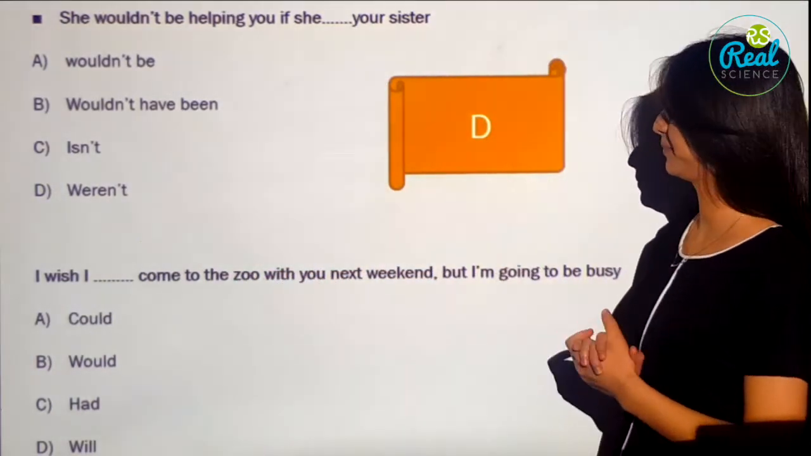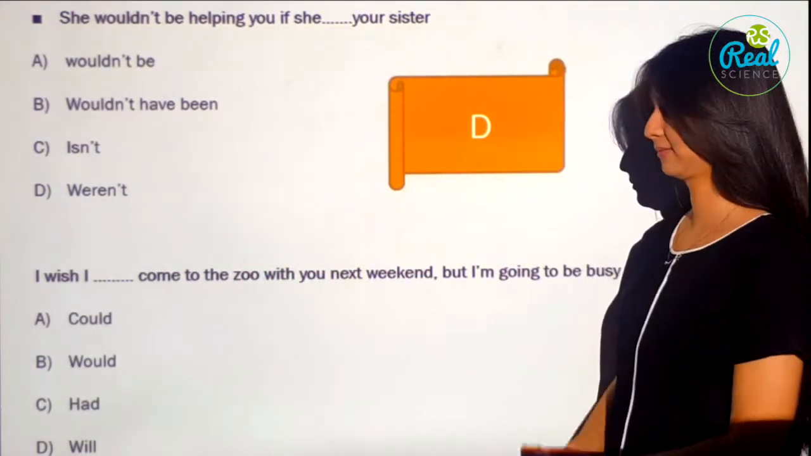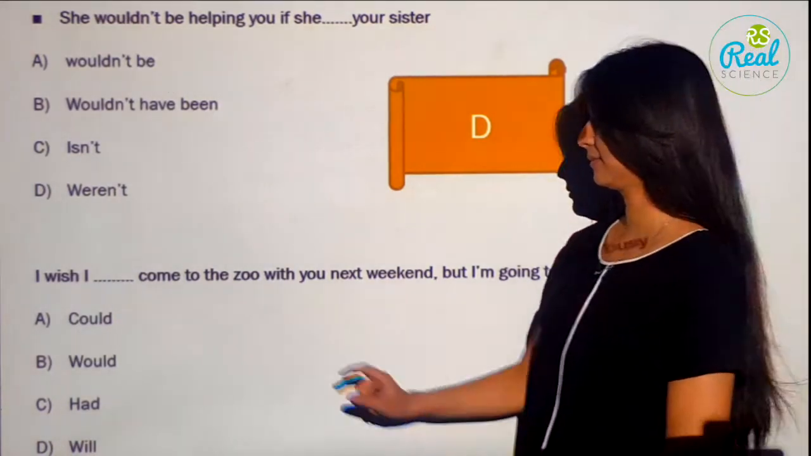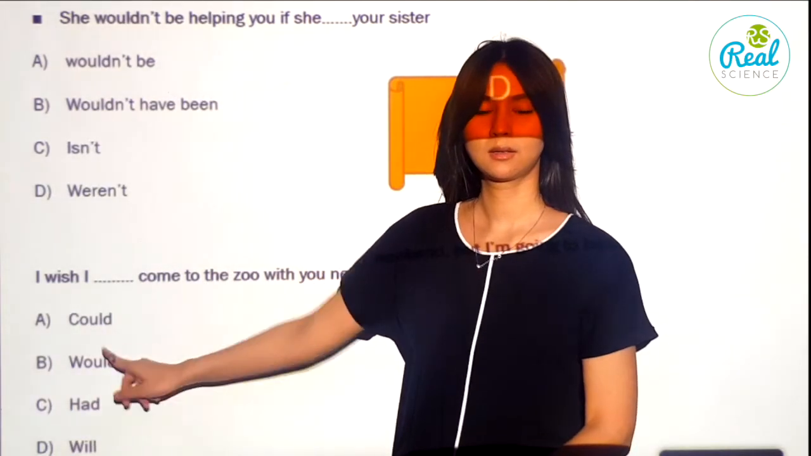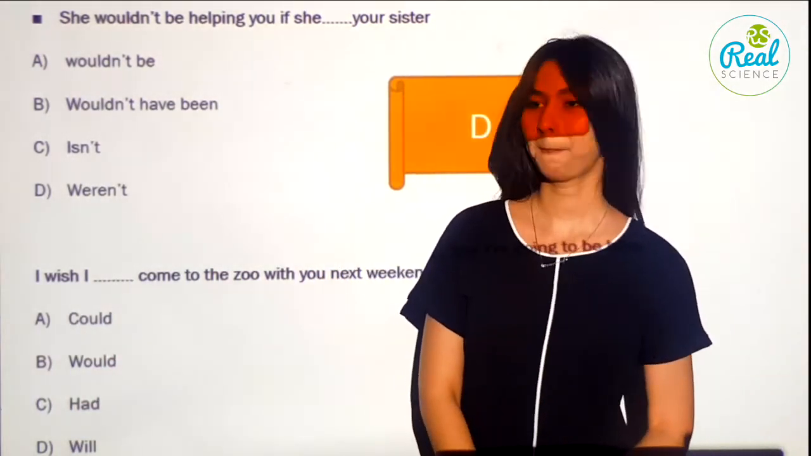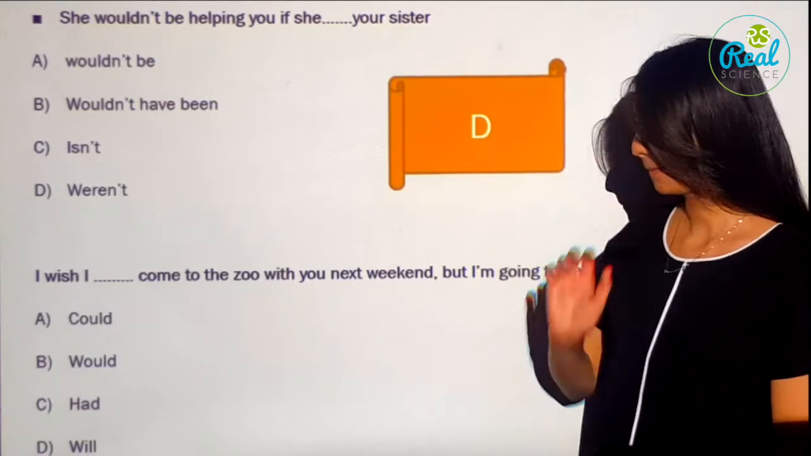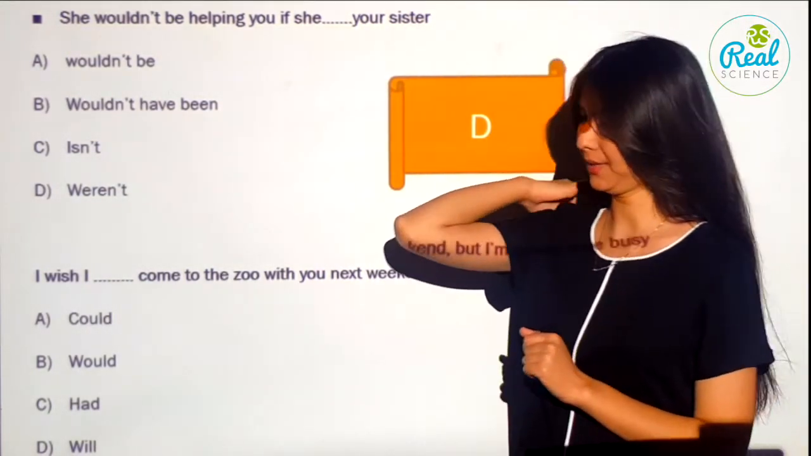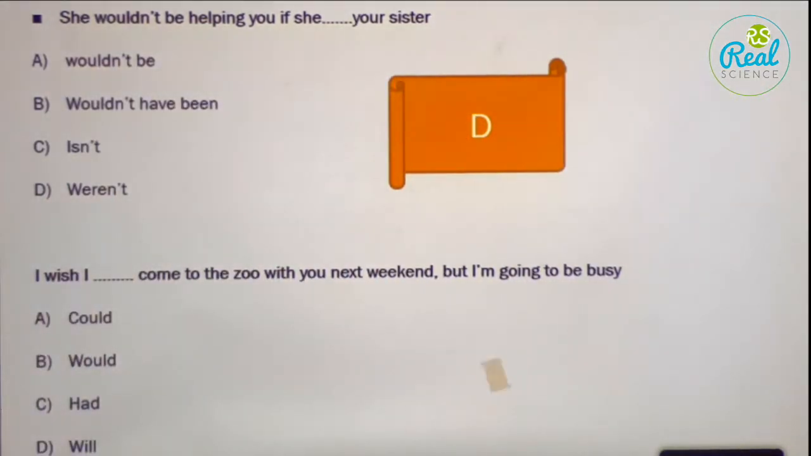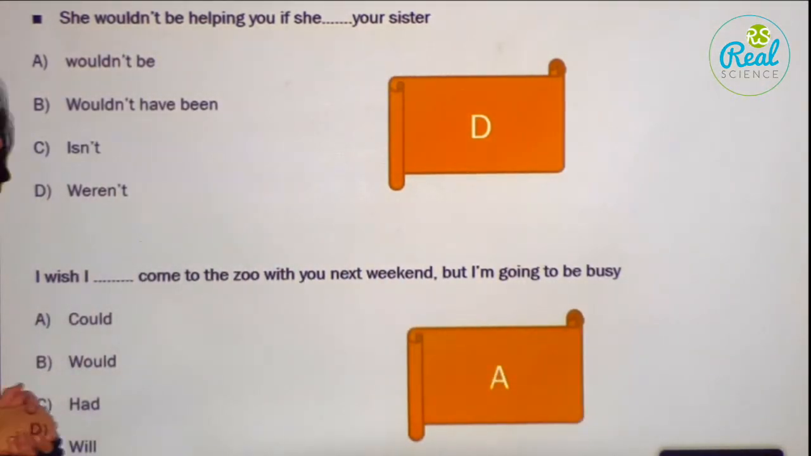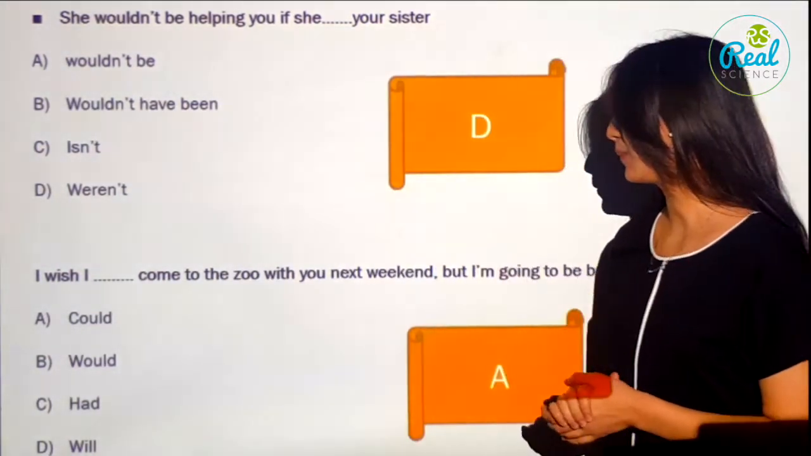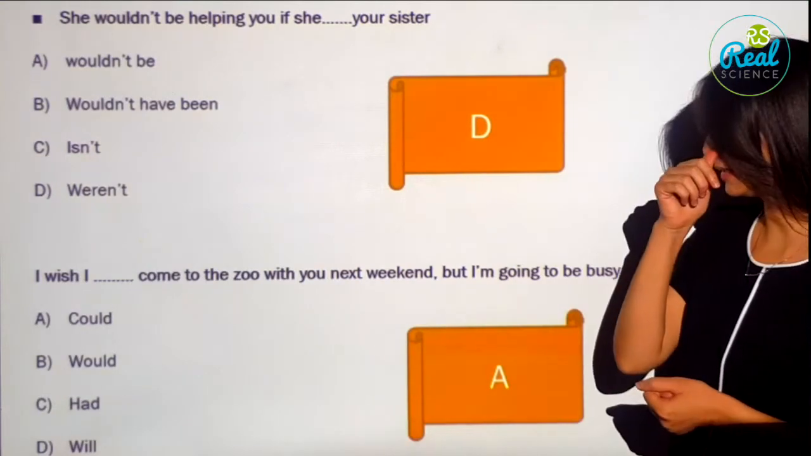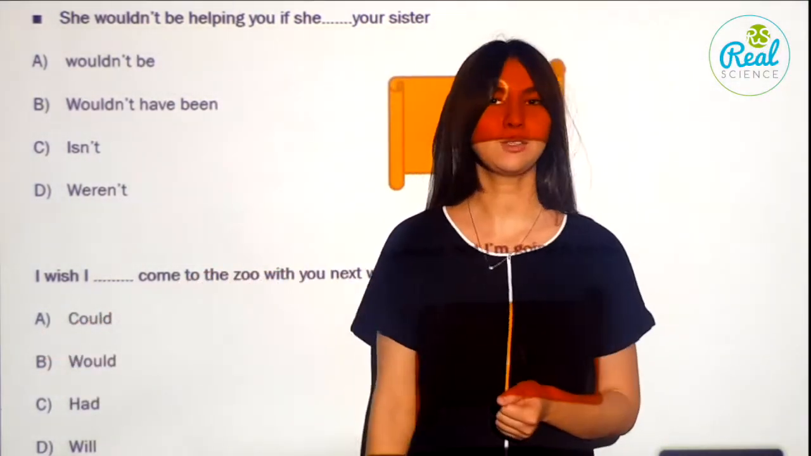I wish I could come. I would come. I wish I would come. But I'm going to be busy. We have two options, like mostly A and B. Okay, let's see. It is A. So, okay, I wish I could come to the zoo with you next weekend, but I'm going to be busy. So here you use could. The best option is could.